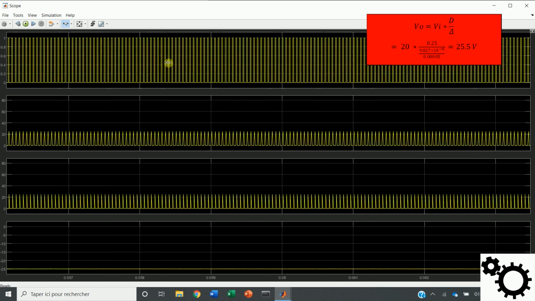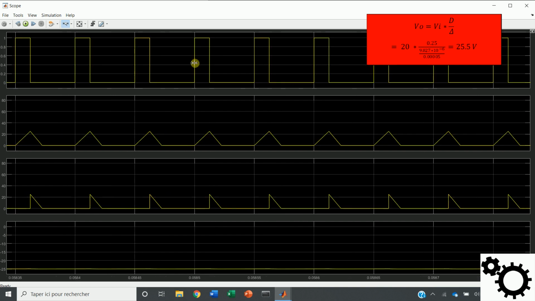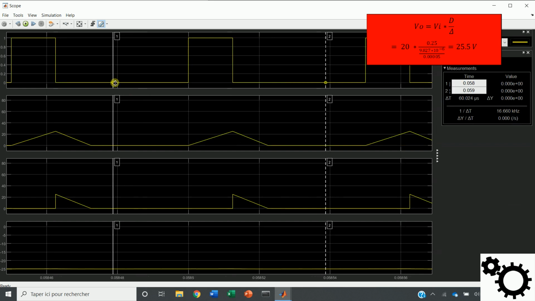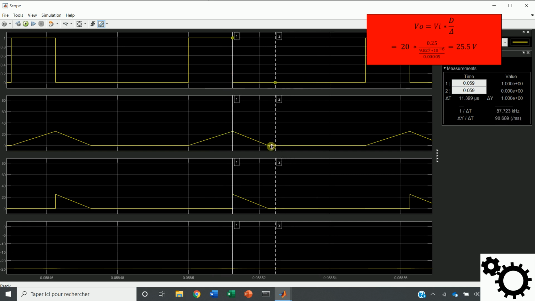In this case, the output voltage is equal to the input voltage multiplied by the duty cycle and divided by delta. And delta is the time required for the inductor current to decrease. In this case, it's more or less 10 microseconds.